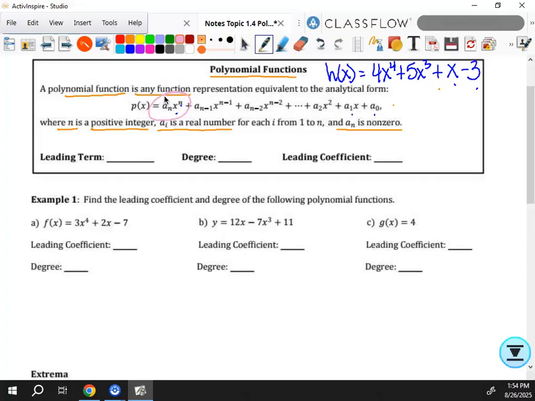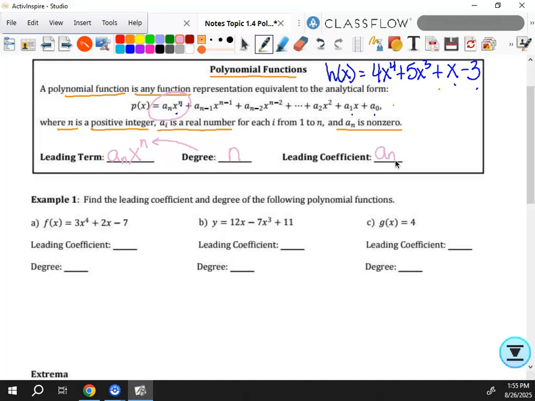In this case, the term, okay, and your vocabulary here is important. The whole term is a sub n times x to the nth. That's the leading term. The degree of the polynomial is the exponent that's in the leading term. So that's just n. And then your leading coefficient is the number that's in that leading term. So in this case, it would be a sub n. Okay. Any questions about that? We good? That makes sense? All right?